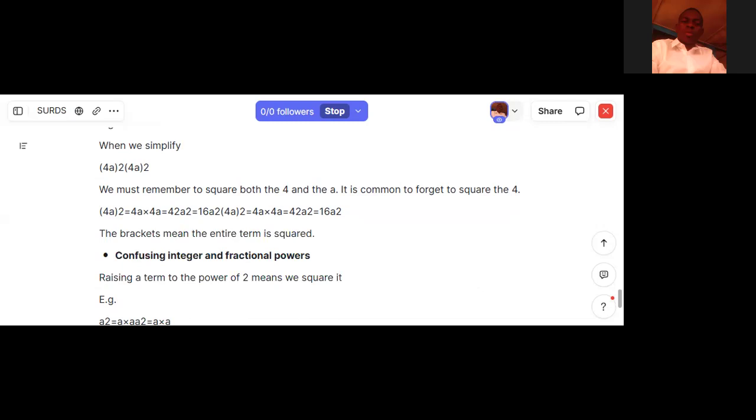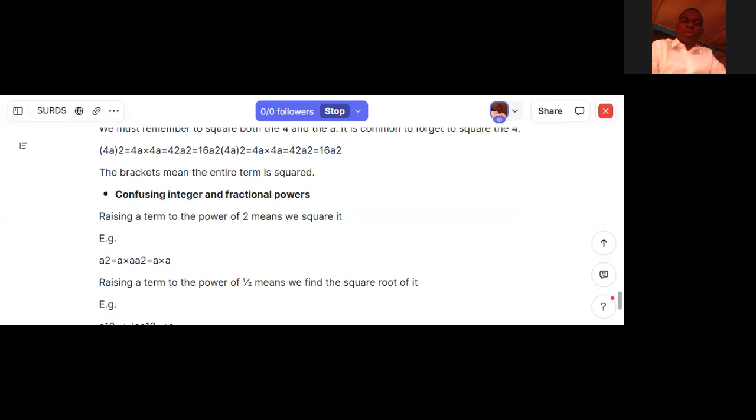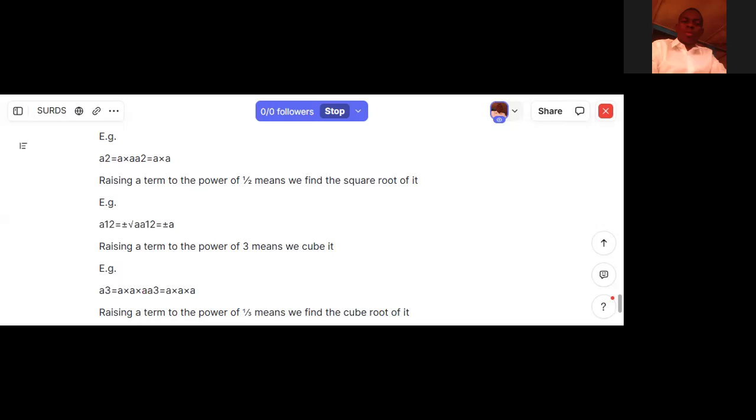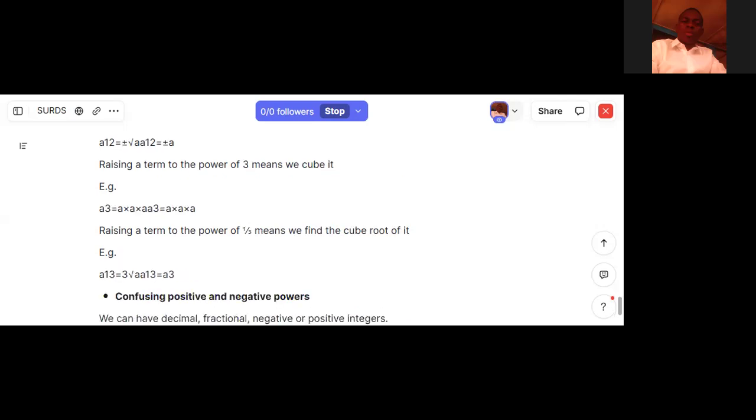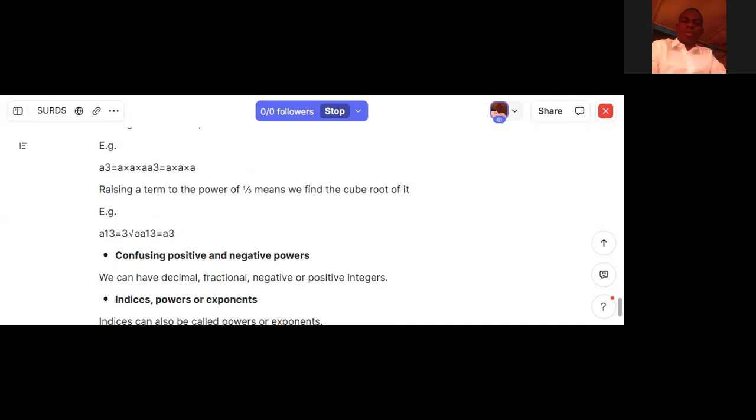Now I also put here confusing integer and fractional powers. So a raised to the power 2 equals a times a, as simple as that. Please don't mind the double prints side by side. A raised to the power 3 is simply a multiplied by a multiplied by a. We also see other misconceptions, confusing positive and negative powers. We can have decimal, fractional, negative or positive integers.